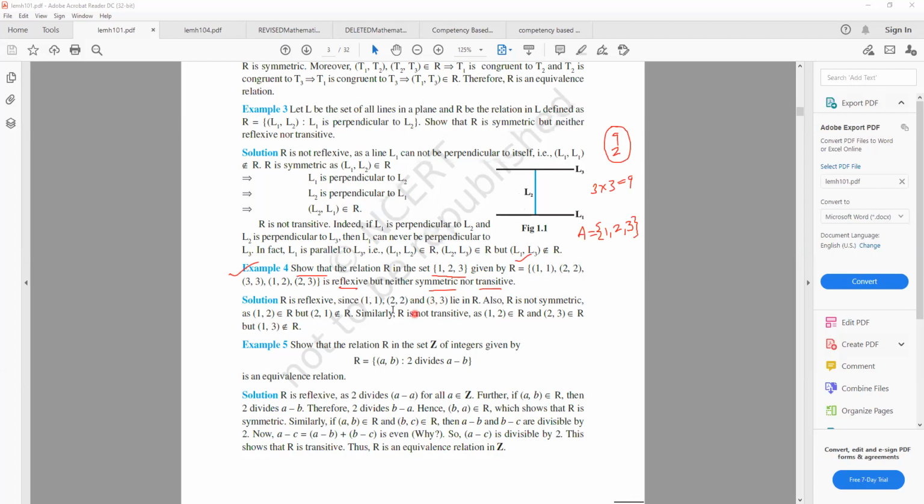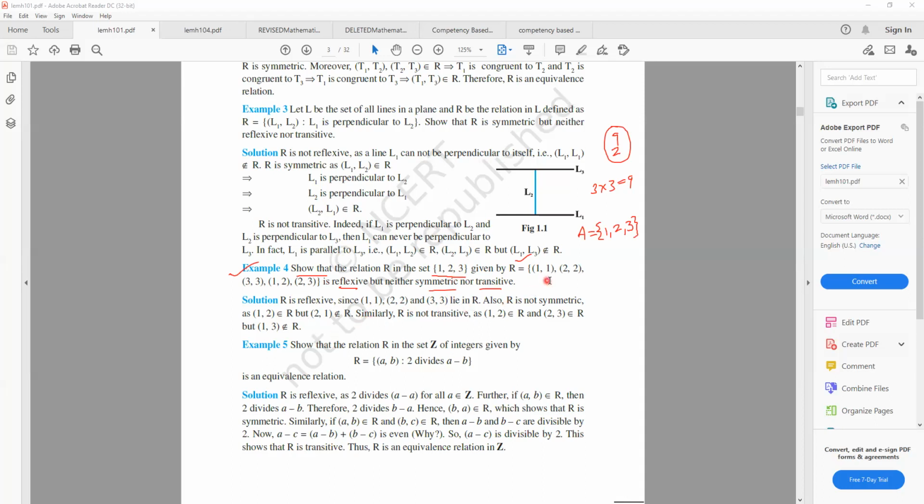So first of all, रिफ्लेक्सिव है तो हर एक एलिमेंट खुद को रिलेट होना चाहिए. That means 1 should be related to 1, 2 should be related to 2, 3 should be related to 3. There are 3 elements in that set. All the 3 elements should relate to itself. So look at the relation. In the relation they gave 1 comma 1 is there, that means 1 is related to 1. 2 comma 2 is there, that means 2 is related to 2. 3 comma 3 is there, that means 3 is related to 3. That means every element of the given set is related to itself. So it is reflexive. So you can write R is reflexive since 1 1, 2 2 and 3 3 lie in R.